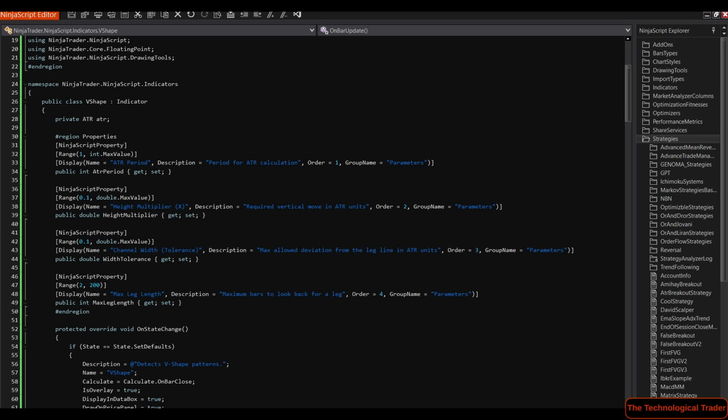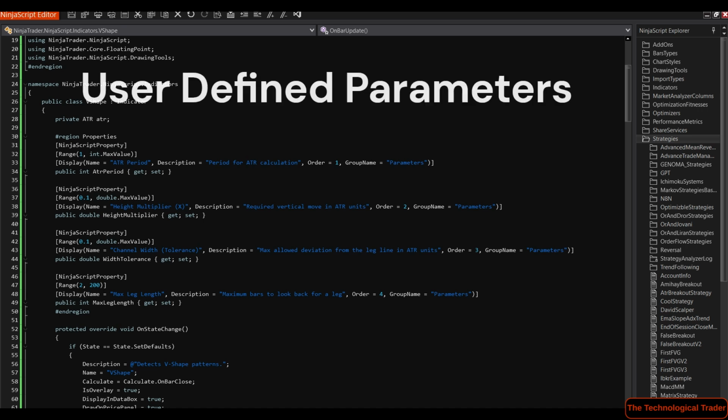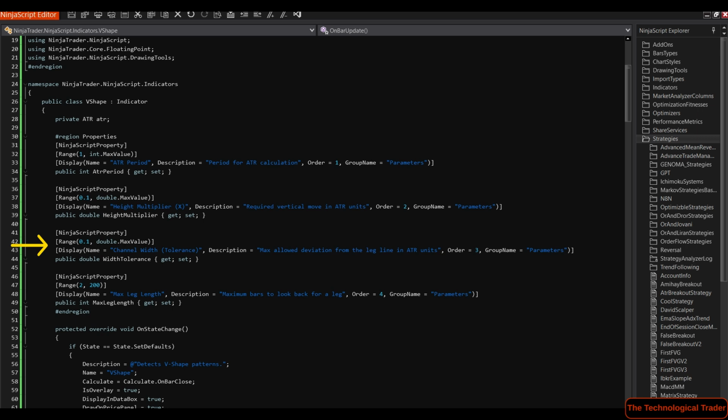Let's start with a quick overview of the core parameters that drive the logic. First, we have the ATR period, which is the look-back period used for our volatility calculations. Next is the height multiplier, X. This defines the required vertical move in ATR units, basically how deep the drop and recovery need to be. Then we have the channel width, tolerance. As we discussed earlier, this is the corridor or maximum allowed deviation from the leg line, measured in ATR units.